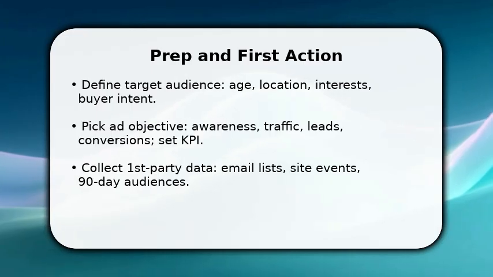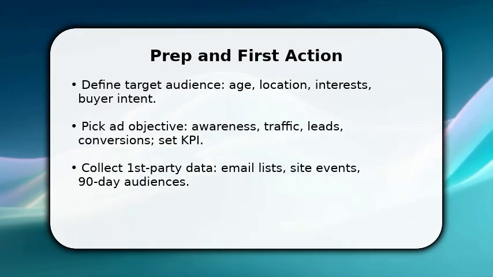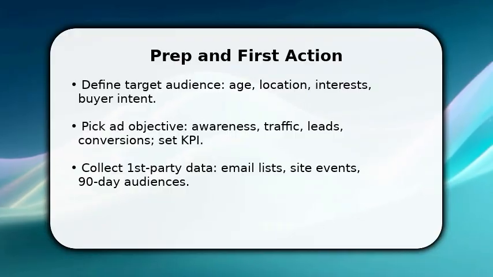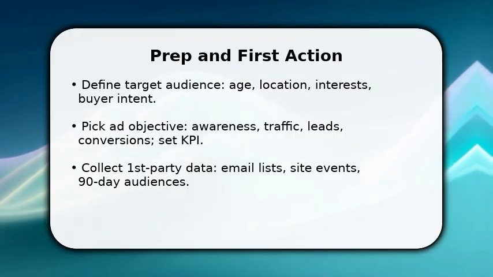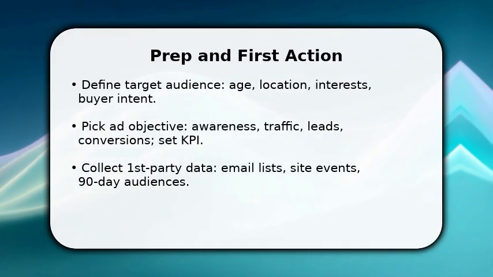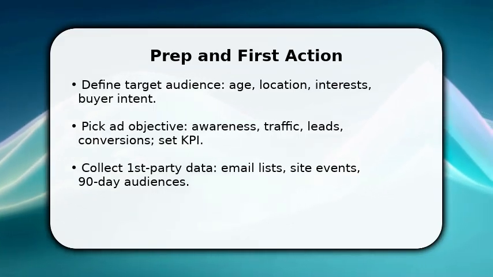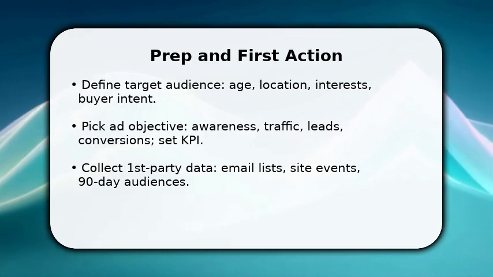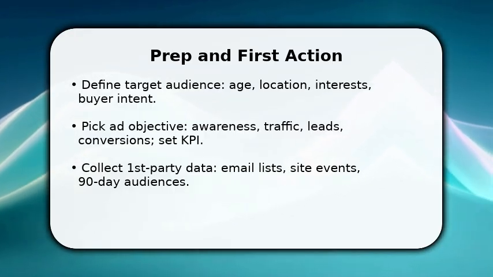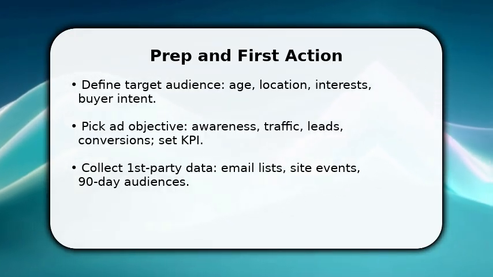You start by clarifying who you want to reach and what outcome matters most. This shapes every AI decision. Once done, choose a measurable objective like conversions or leads and set a KPI to optimize toward. Then gather your first-party assets, customer lists, event tags, and 90-day audiences, because AI models perform best with accurate inputs.